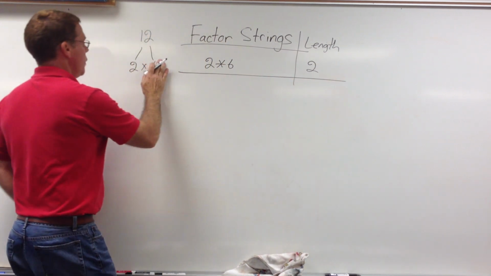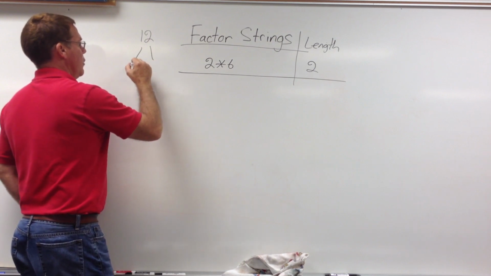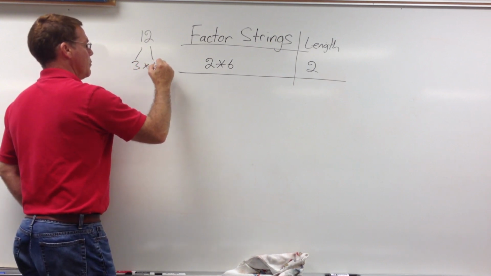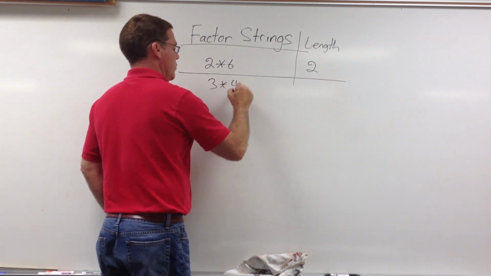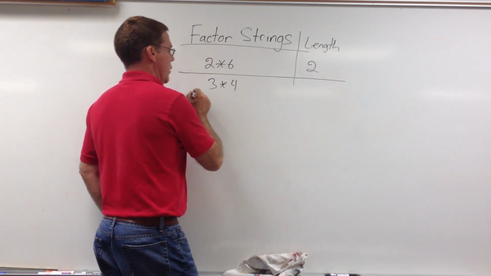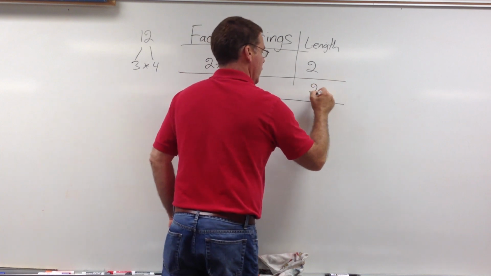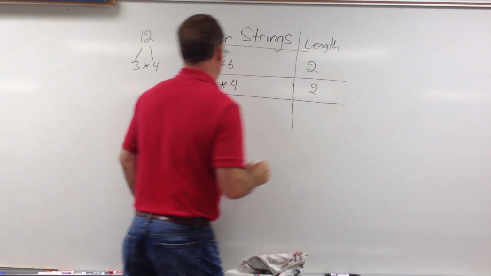Okay? 12 is also a combination of 3 times 4. So 3 times 4 is also a factor string for 12, and it has a length of 2 factors.